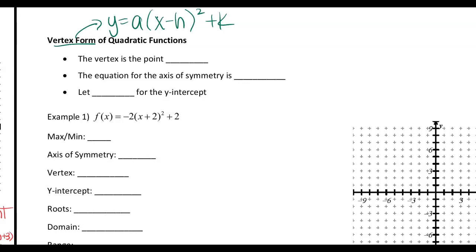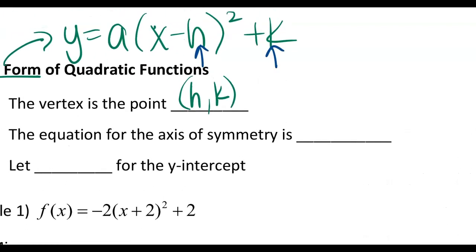So the first part asks you to identify the vertex. So the vertex is a point, it's a coordinate, and that coordinate is going to come from this h and this k value. Both of those variables, the h and the k, h goes first, that's going to be your vertex. So the h first, then the k.